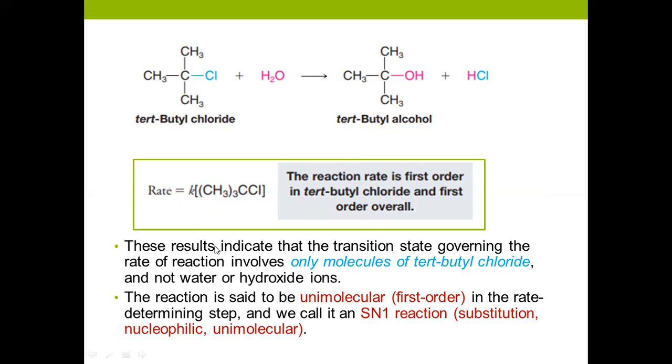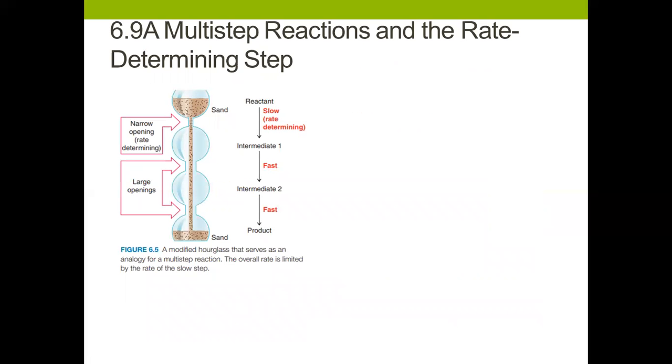Okay, and because in this kind of reaction only one species, only one type of molecule, is involved, we call this a unimolecular reaction, or first order, and we call it an SN1 reaction, substitution nucleophilic unimolecular. I think the last time we already discussed this one.